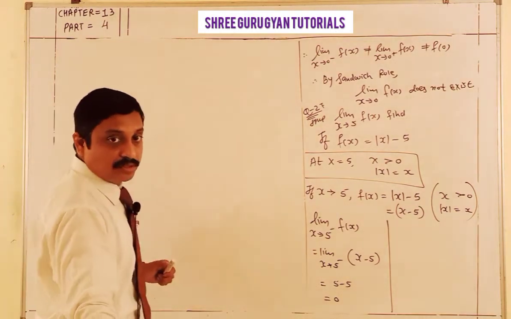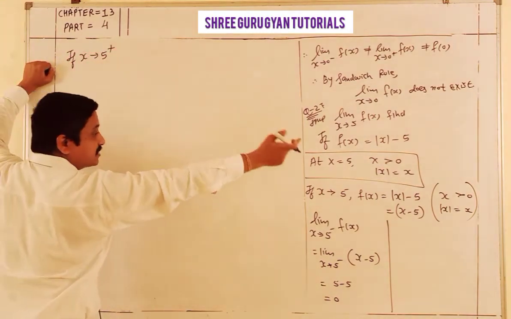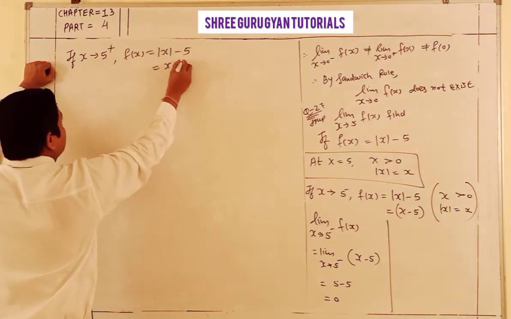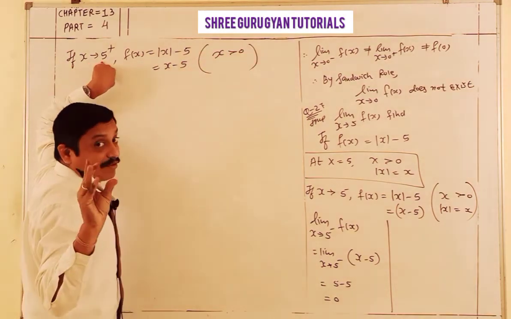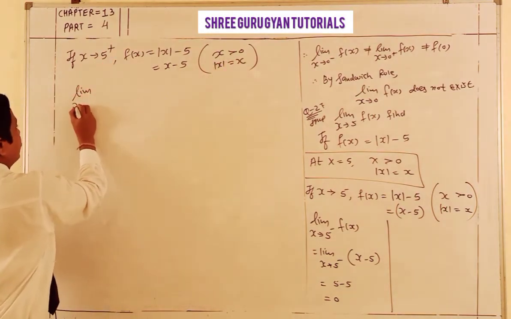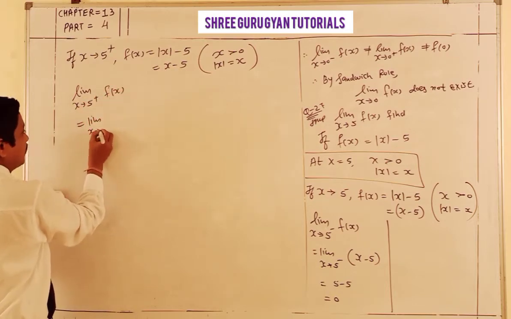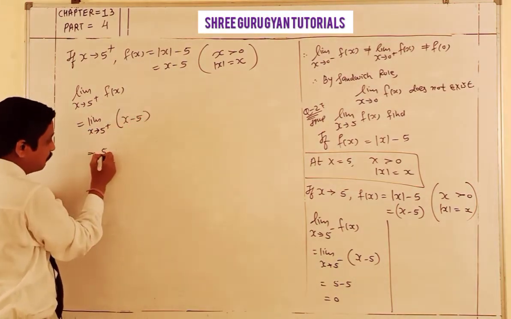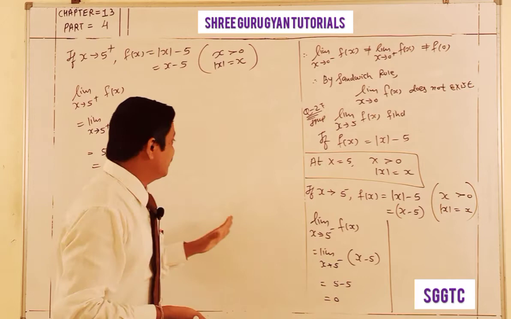So I will continue. Similarly, if x tends to 5 from the positive side, the same applies. My f(x) is modulus x minus 5, it is only x minus 5 because x is more than 0, because I take the number 5. So modulus x is only x. That's why the limit as x tends to 5 from the positive side of the function has value x minus 5. It should be 0. And you check this, the left hand side and right hand side are the same.